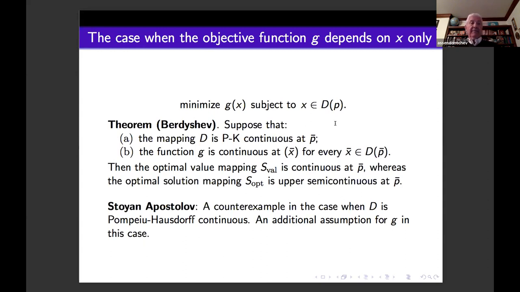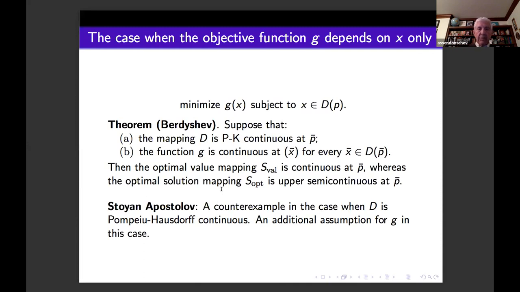And Stoyan, to my amazement, couldn't generate a proof because he found a counterexample in the case when D is Pompeiu-Hausdorff continuous, and showed that an additional assumption on g is needed in this case. Of course, this assumption was present in the Berdyshev work. I totally forgot about this, and the assumption was that g is not only continuous, but uniformly continuous in x bar.